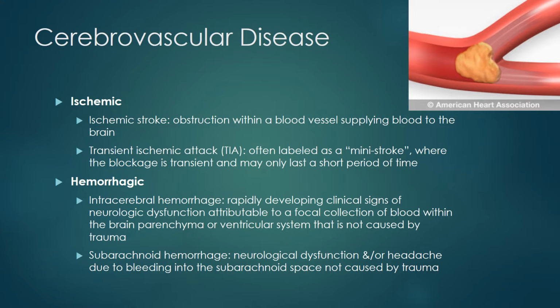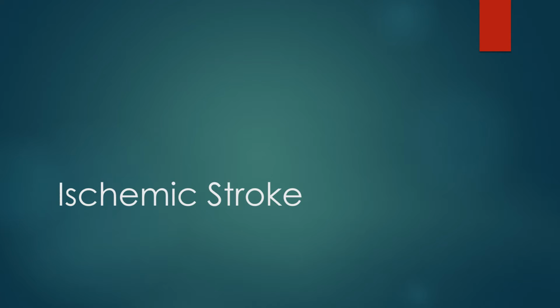When we get to hemorrhagic stroke, we'll talk about a little bit of the pathophysiology and where these bleeds may occur. But these are really the two main causes of cerebrovascular disease that we'll talk about today. For today, we will start with ischemic stroke.